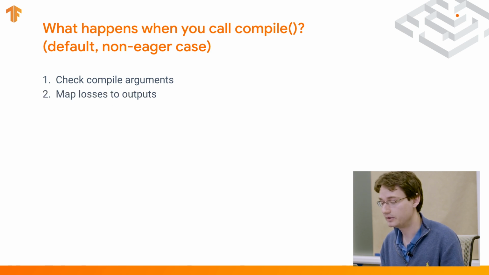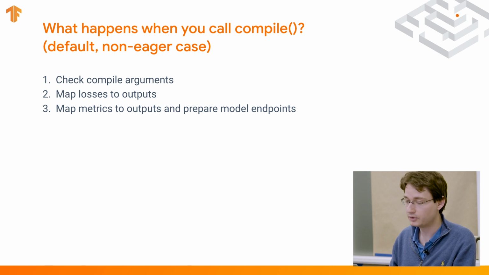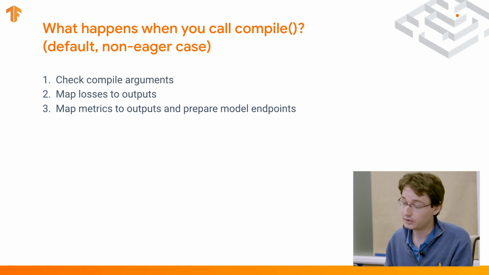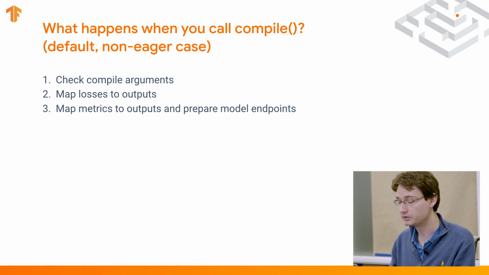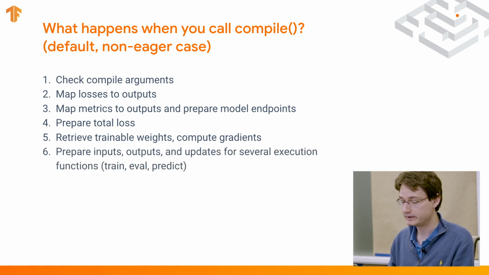Then we are going to look at the loss argument. We're going to map it to the different outputs. Not all outputs might be passed a loss. You're going to do the same for metrics as well. You're going to compute the total loss, which is the sum of the per-output losses and any loss that's being added during the forward pass. You're going to retrieve the trainable weights of the model and use the total loss, trainable weights, and the optimizer that you passed to compute gradients. Then you're going to prepare the inputs, outputs, and updates for different execution functions, which are basically FuncGraphs.